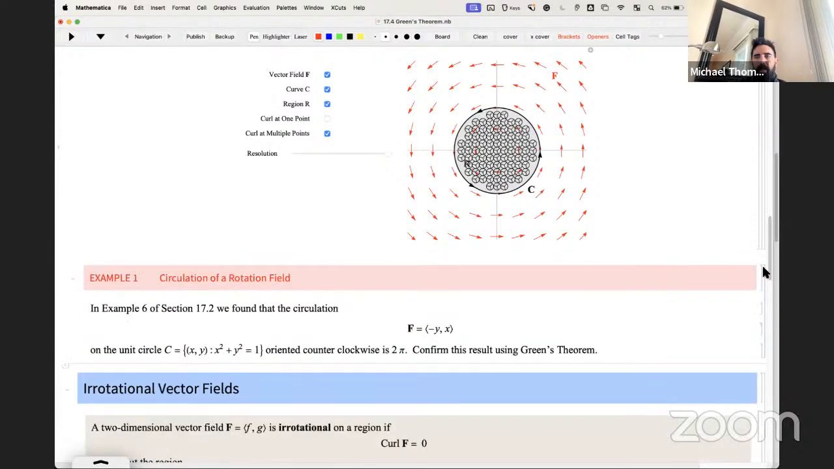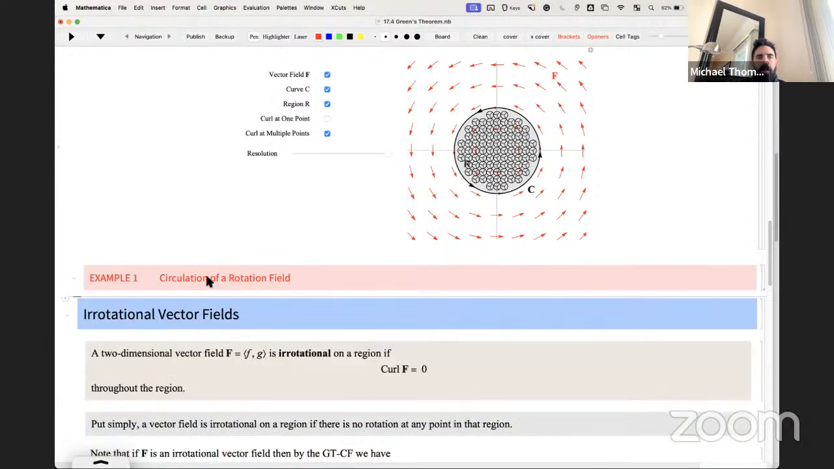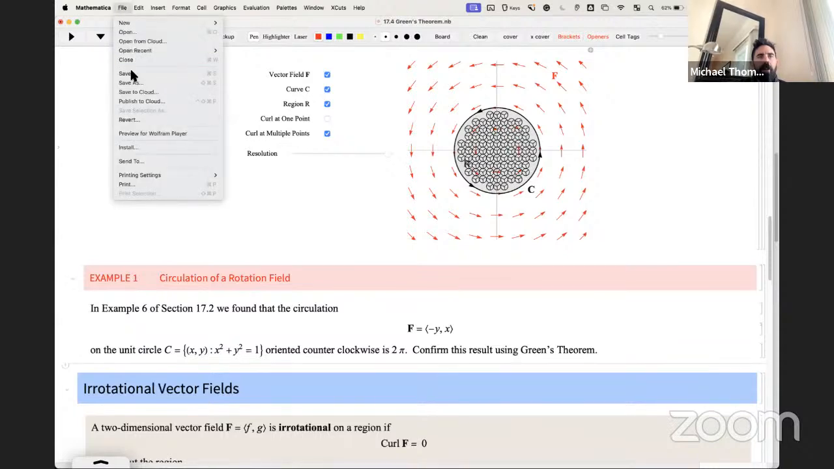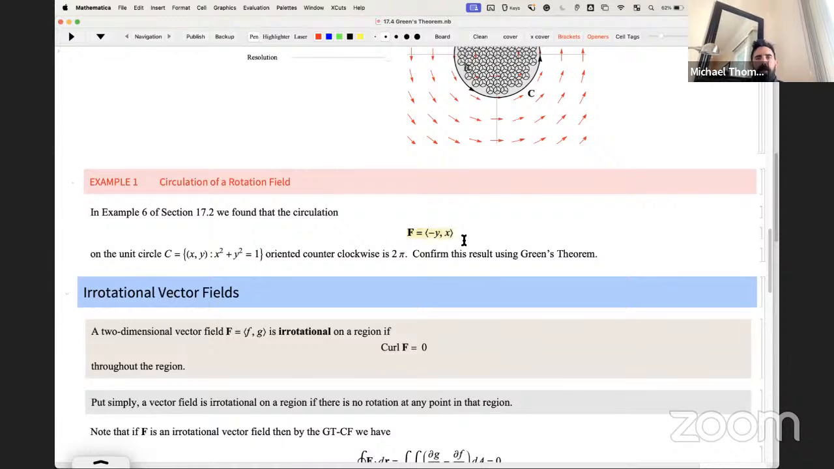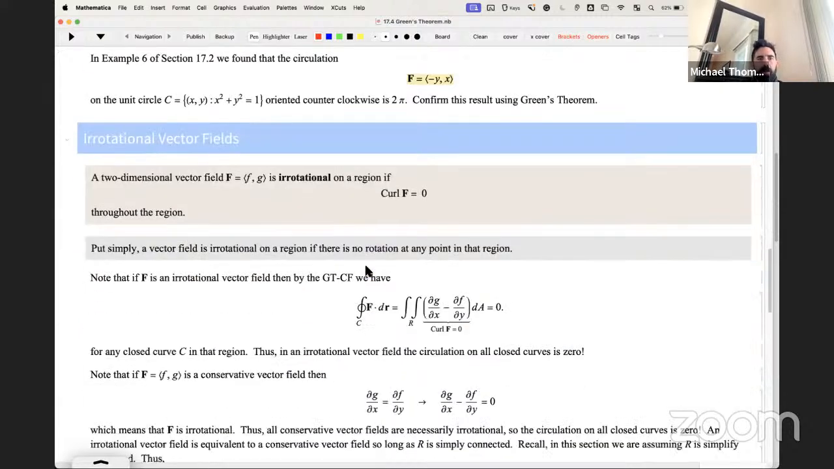There we go. All right, so let's see. So let's say we have this vector field. That's a rotational vector field, and then we've got a unit circle oriented in the counterclockwise direction.